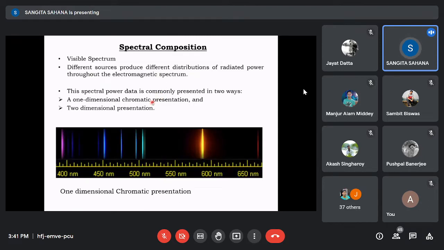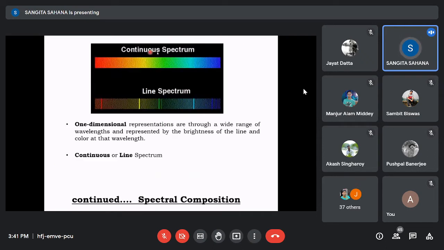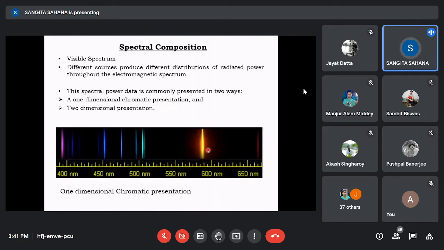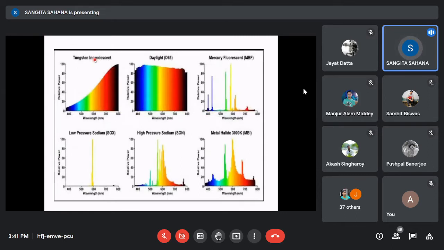So this spectral power distribution can be either continuous or discrete. This is a continuous spectrum and this is a discrete or line spectrum. For example, you can see for an incandescent lamp, it's a continuous spectrum. For daylight, from sunlight, it's again continuous. Mercury fluorescent is almost discrete. Low pressure sodium vapor is only a line, so it's a line spectrum. For high pressure sodium, somewhere it's line and somewhere it's continuous, so this is a mixed kind of spectra. For metal halide, again, it's a mixed kind of spectra.